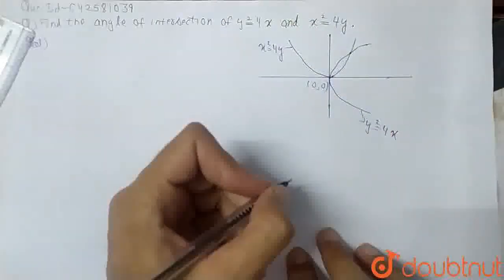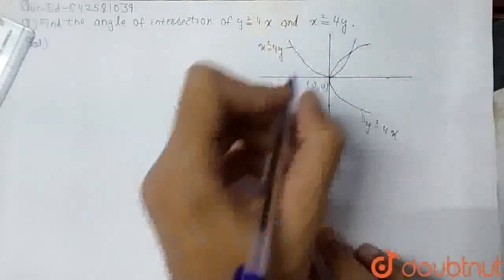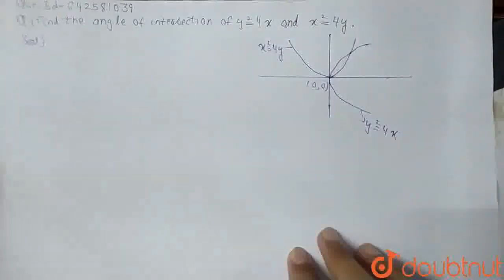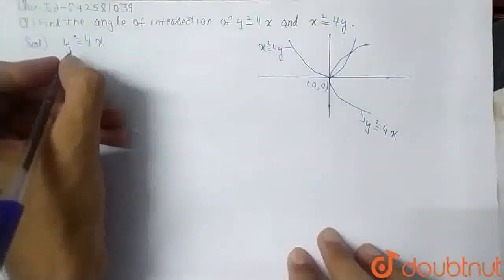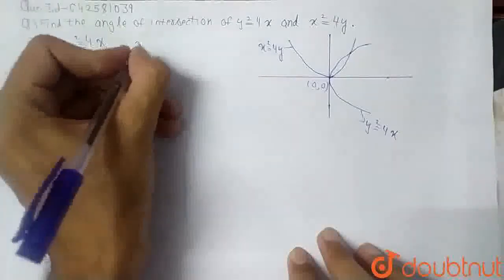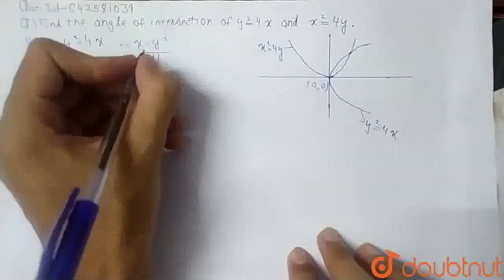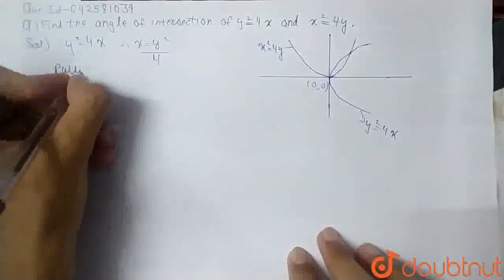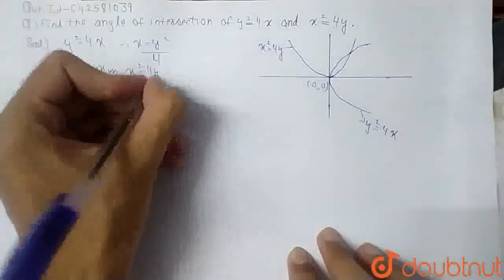Now we have the first curve, y square is equal to 4x, and from here we have x is equal to y square by 4. Now we will put the value of x in this other curve, so putting x in the x square is equal to 4y equation.